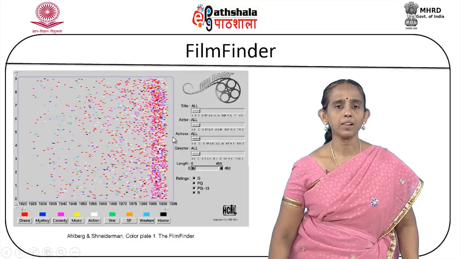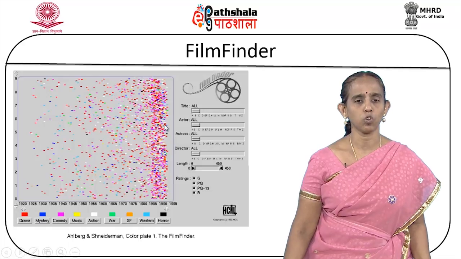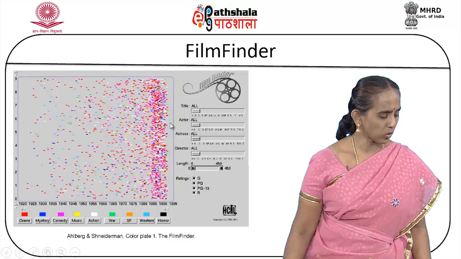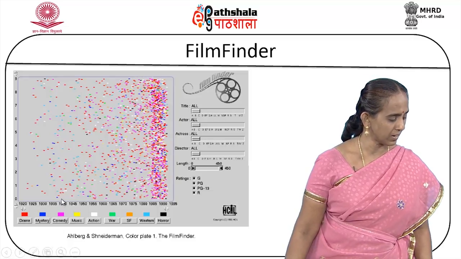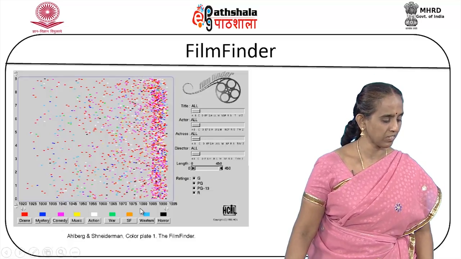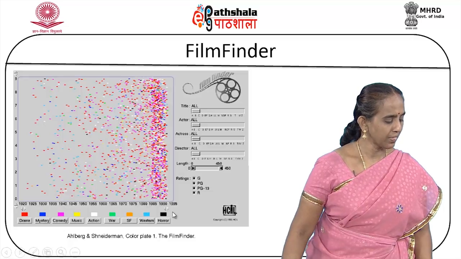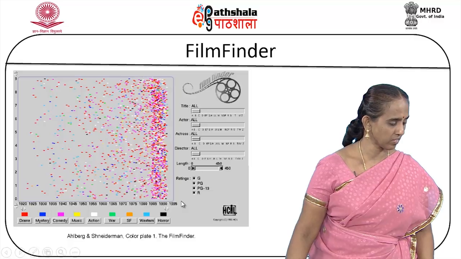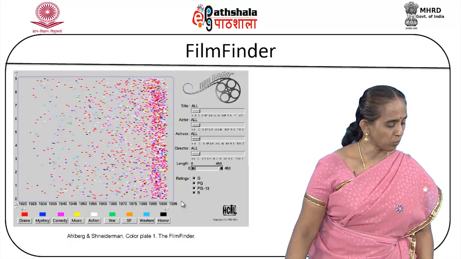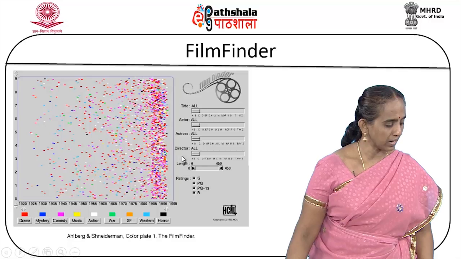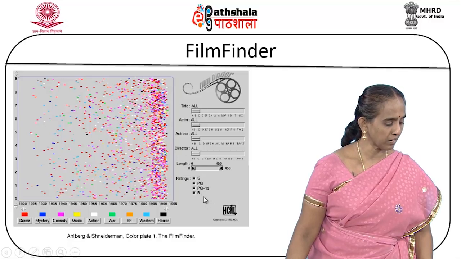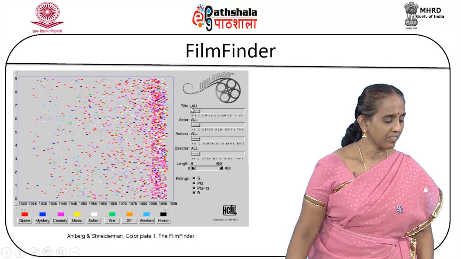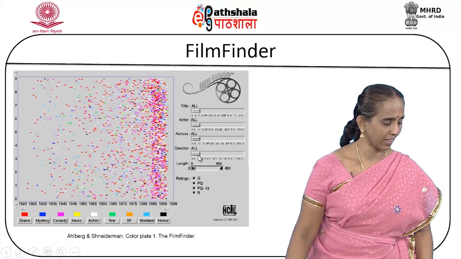The next example is the Film Finder, which is also an interactive scatter plot example. So in this Film Finder, we can see the color coding that has been given to represent the genre of the movie, the year at which the movie has been released is shown on the x-axis, the popularity of the movie is shown, the ratings of the movie are also represented, the director, actress, actor, title, everything can be represented using the sliders.